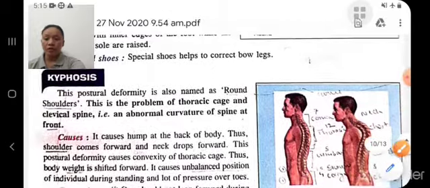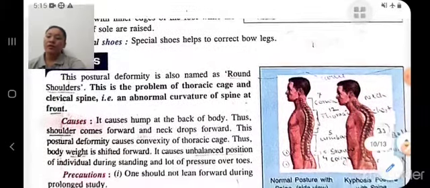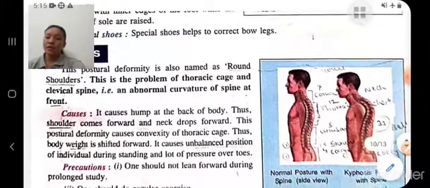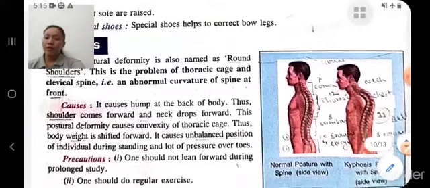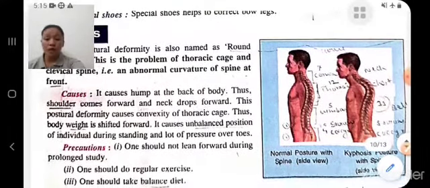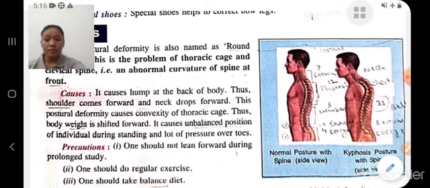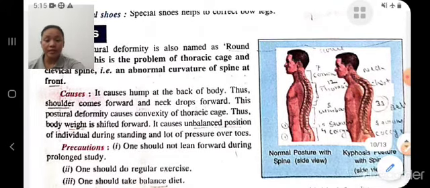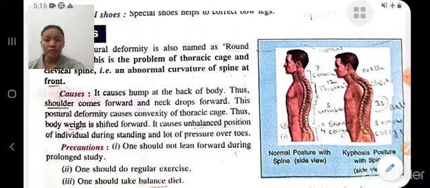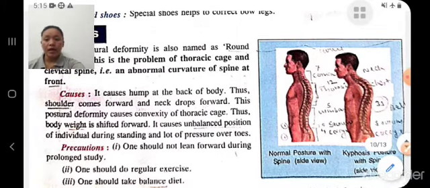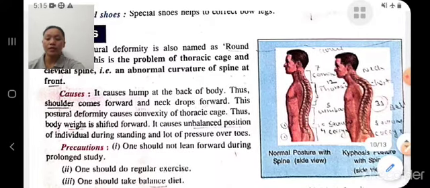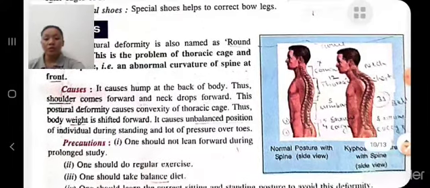The cause: a hump at the back of the body, shoulders come forward and the neck drops forward and your body weight is shifted forward. It causes unbalanced position of the individual during standing, a lot of pressure over the toes.